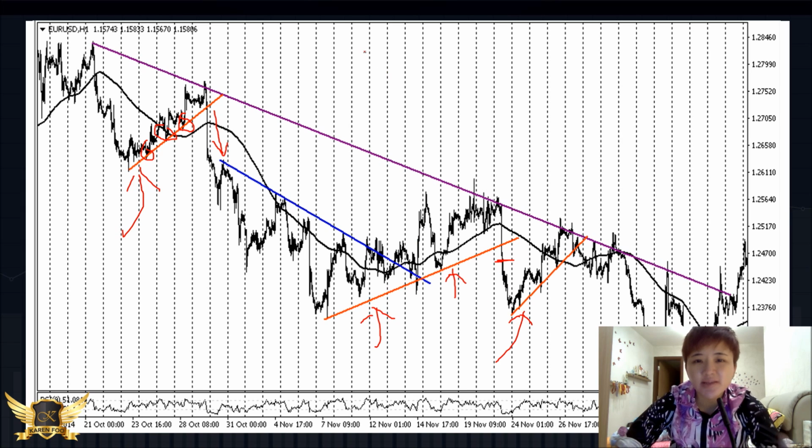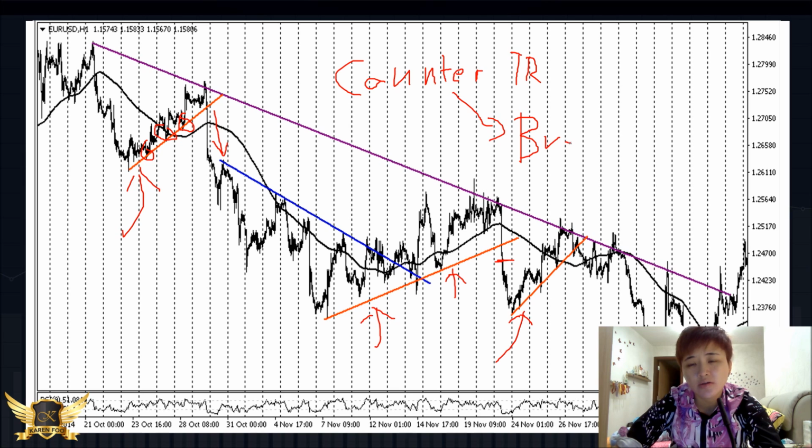So counter trend lines, okay, they are only significant when there's a breakout, because on most days when it's just testing this level, you wouldn't use it. You know what I'm saying?